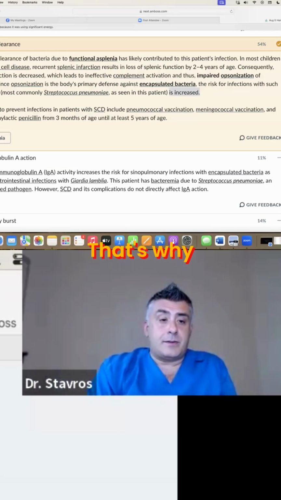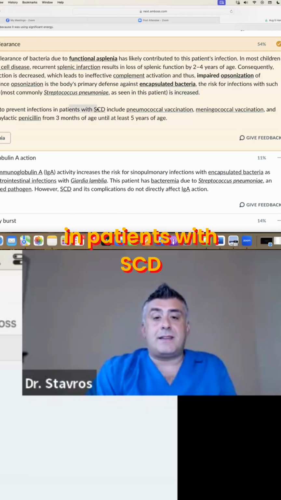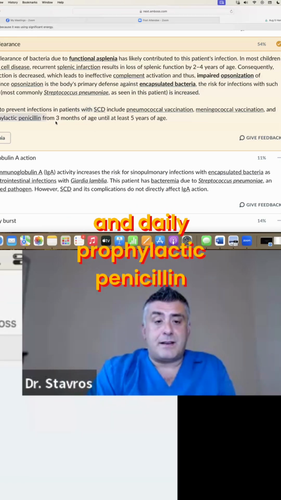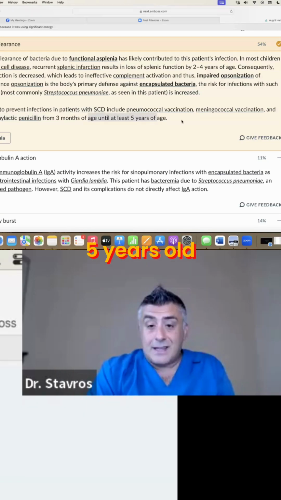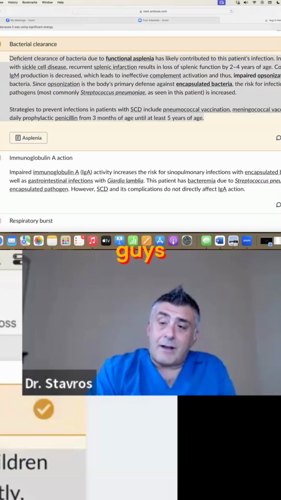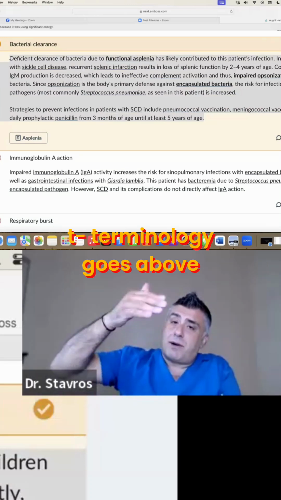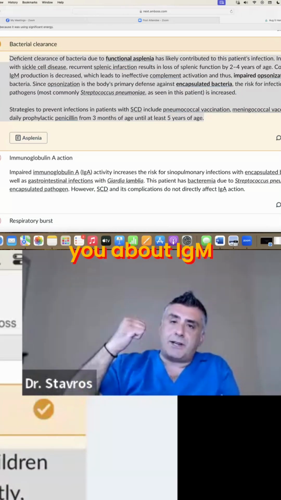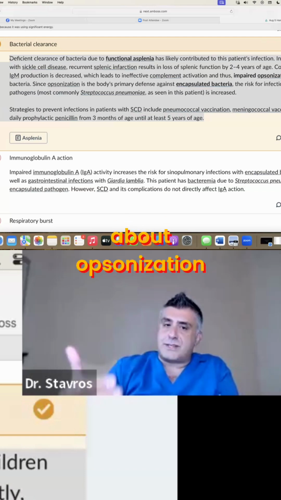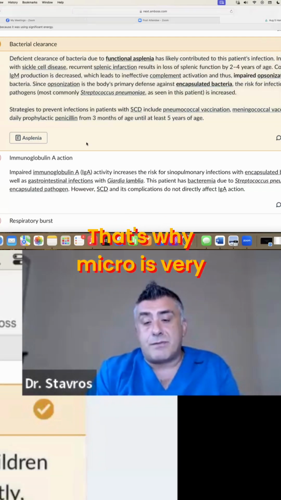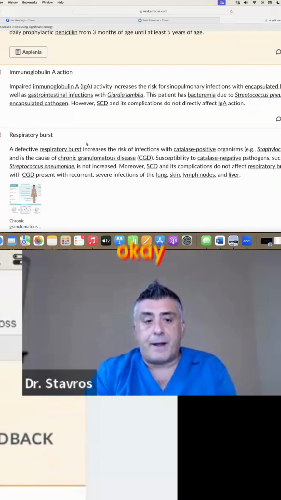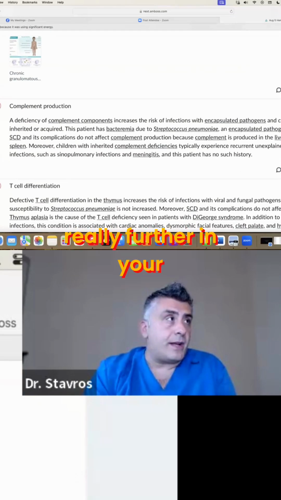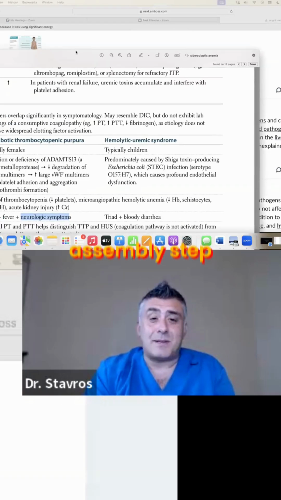That's why strategies to prevent infection in patients with SCD are to give vaccines and daily prophylactic penicillin from 3 months until 5 years old. This is good information here, guys. Now, if any of this terminology goes above your head, that's a sign that you have to know the terms, because they're going to ask you about IgM, IgG, about opsonization. That's why micro is very, very important, very big, okay? And taking time reviewing this can take you really far in your career, beyond USMLE Step.